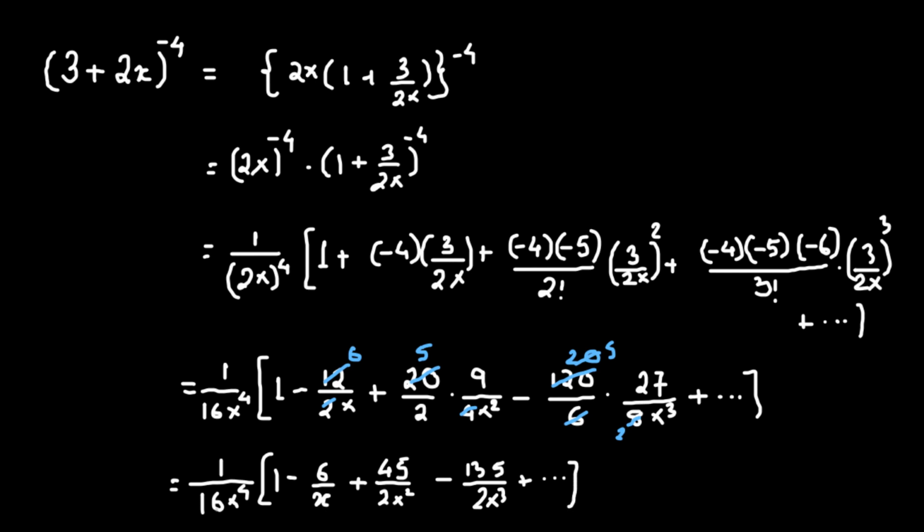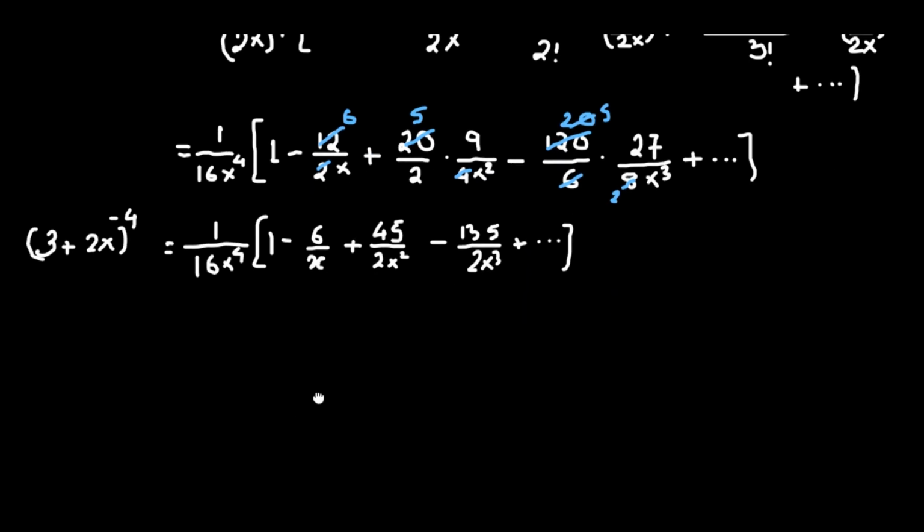So we have 135 over 2x cubed plus the remaining term. So this is the expansion of 3 plus 2x raised to the power negative 4 in the decreasing power of x. So now that we have found the expansion, we'll also have to figure out the accepted value of x for which the given expansion is going to be valid.